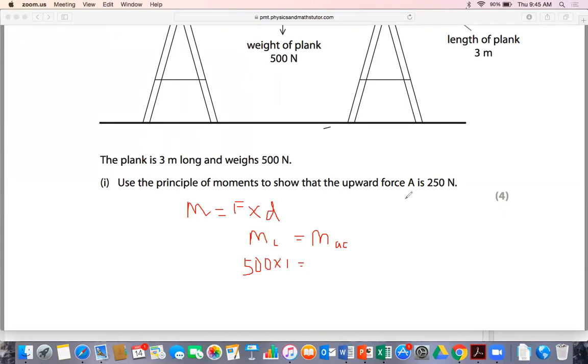So 1. And then I have an upward force, which we want to show is 250, times 2. Why 2? Because the whole length is 3 meters, minus 0.5 minus 0.5, I'm left with 2. So my A is equal to 500 divided by 2. So you get 250.